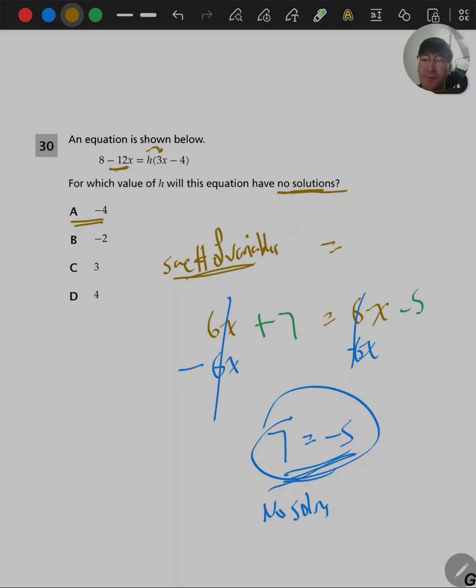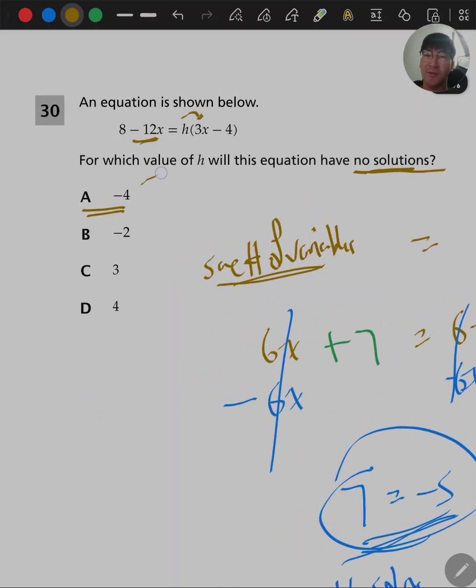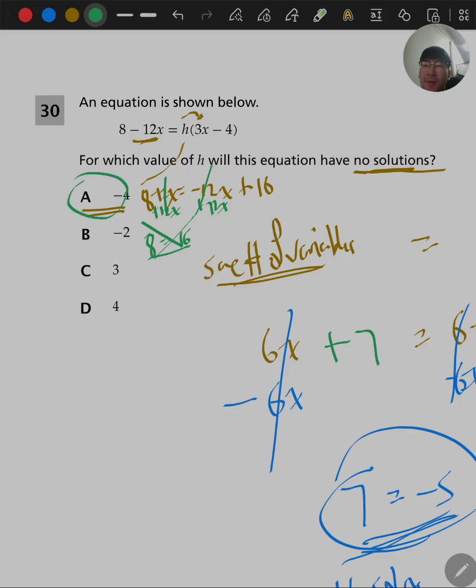Okay, and then we can double check. All right, so if you let h is equal to -4, then the right-hand side is going to be -12x, and then -4 times -4, which is plus 16. And then you have on the left side 8 minus 12x. And what's going to happen when you try gathering up the x's by adding 12x, it's going to disappear, and you're going to get a false baloney equation of 8 is equal to 16. Nope, nope. So the answer is 8.